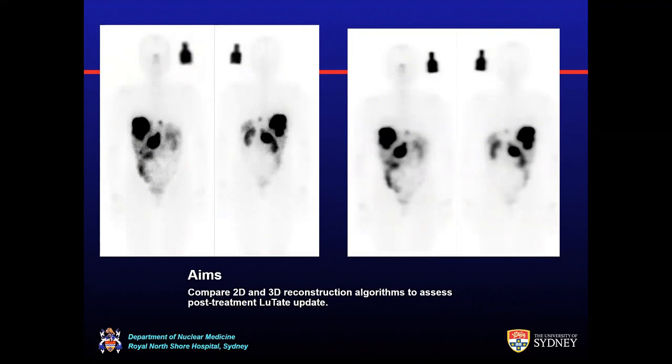Specifically, the aims were to compare the 2D and 3D reconstruction algorithms to assess post-treatment lutate uptake. On the left, we can see a set of true planar images, an anterior and a posterior. And on the right, we have the reconstructed images from the SPECT data. These images were truncated to the knees, but they are normally done as part of the clinical work process.